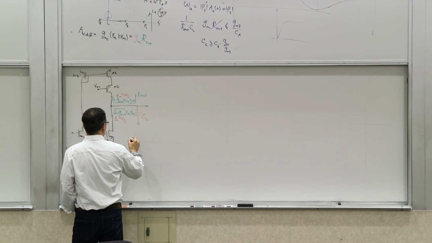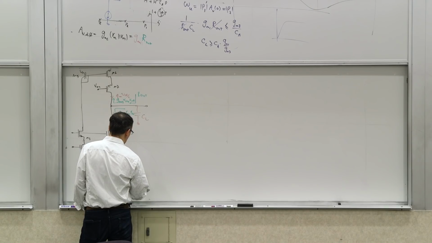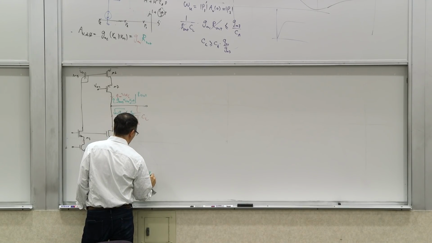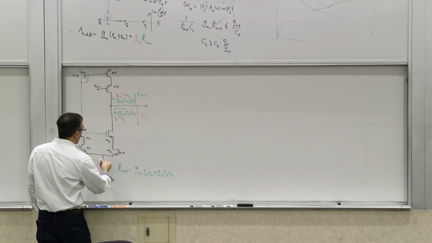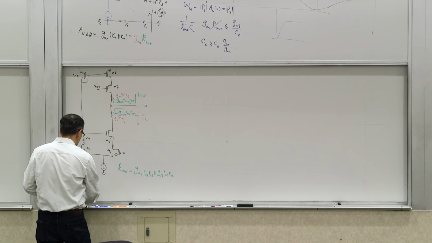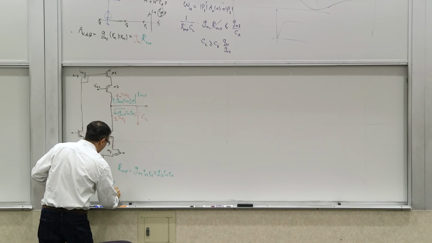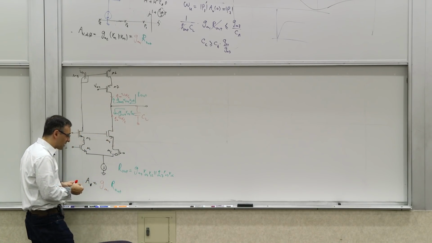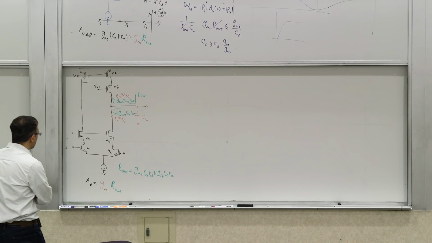So R out total is going to be the parallel combination of these two, right? It's GM4 RO4 RO2 parallel GM7 RO7 RO6. So that's R out, and then it's driven by GM, so AV is GM1 R out. Now, this is a larger gain this time because your R out is larger, not because your GM is larger, right? The GM is about the same, but you could get larger R out. So that's your low frequency gain.